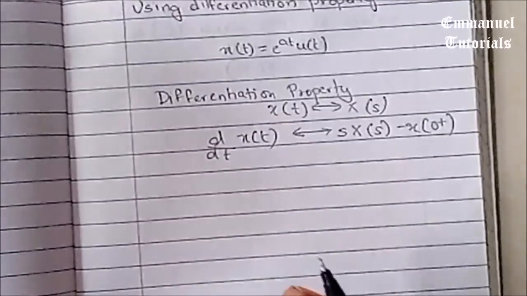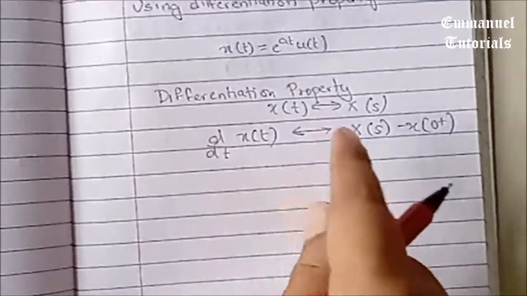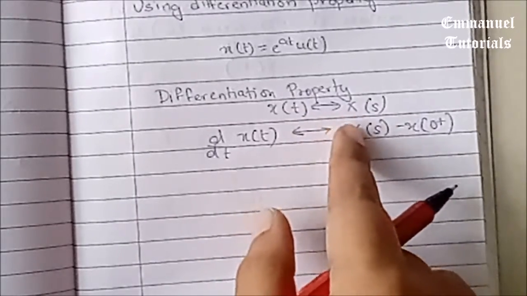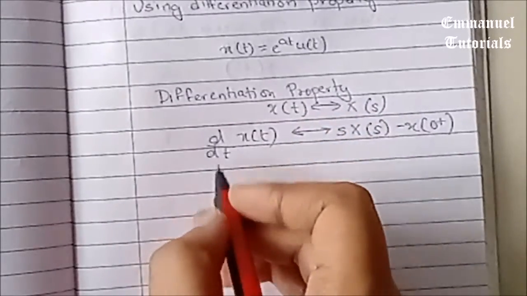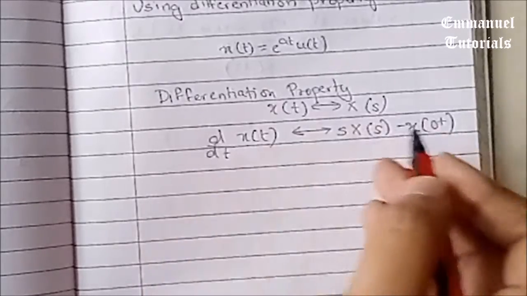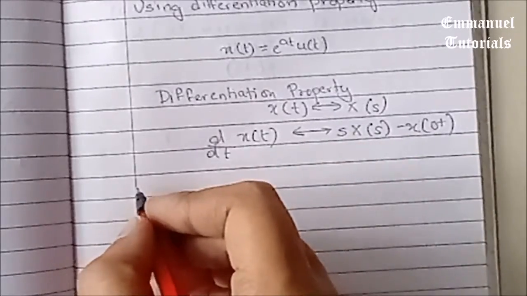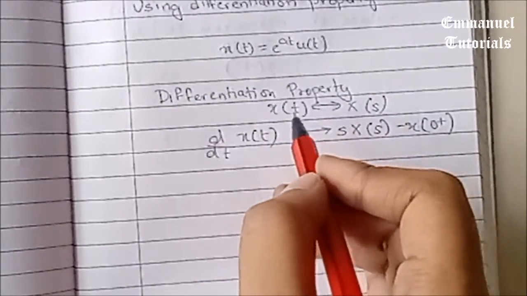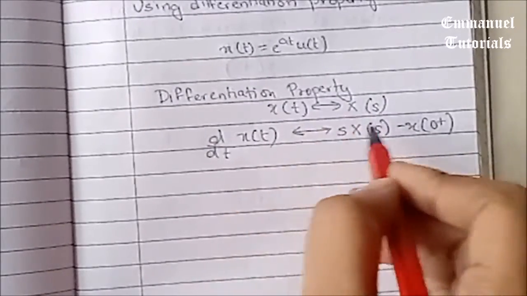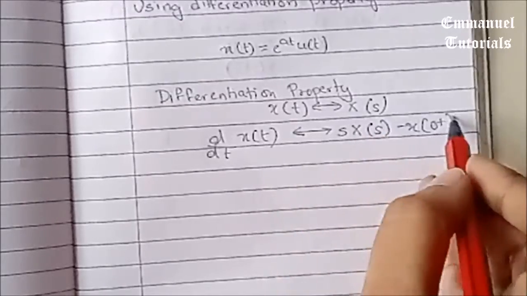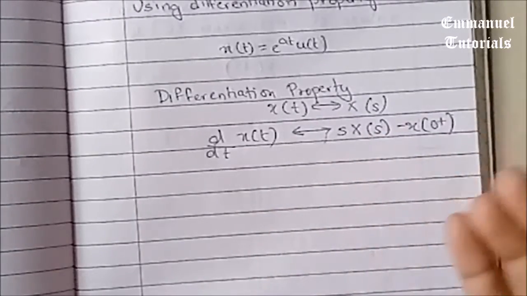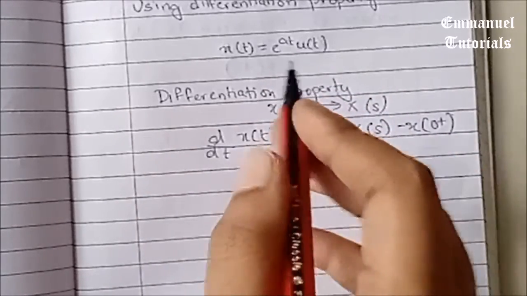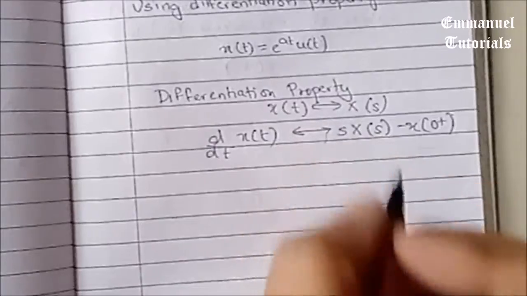So to prove this, first we will take the Laplace transform of x of t, that we'll get x of s. Then we'll take the differentiation of x of t and find out the Laplace transform, that we'll keep as LHS. And then for the RHS, we will substitute the x of s that we got in this equation and find out the value, that will be our RHS. If they are equal, we will be able to prove that this differentiation property is true of Laplace transform.